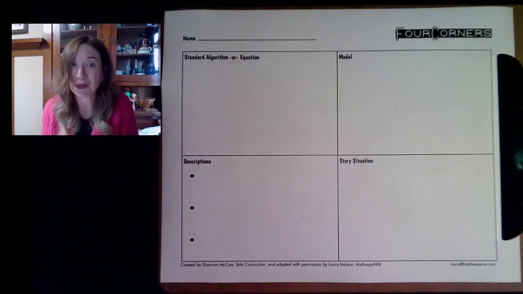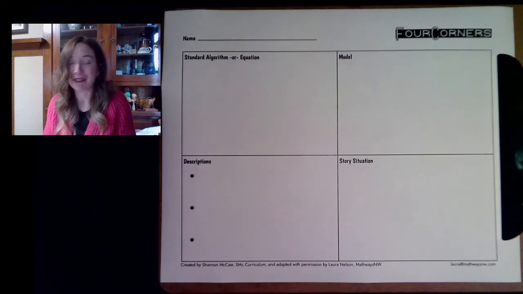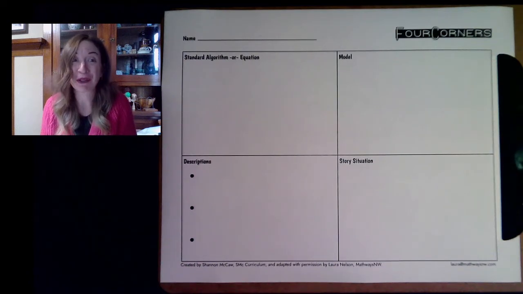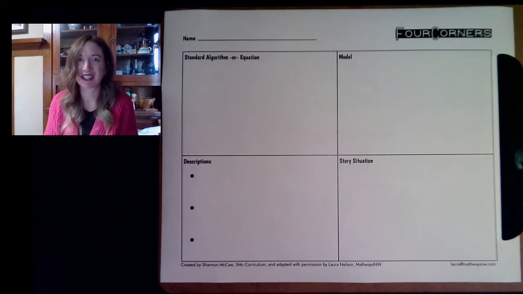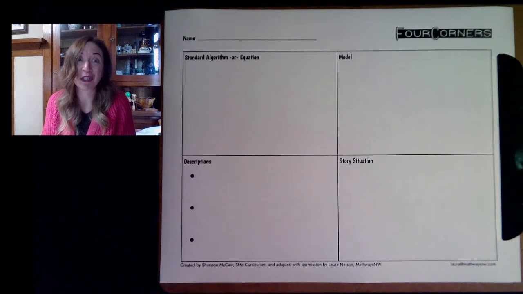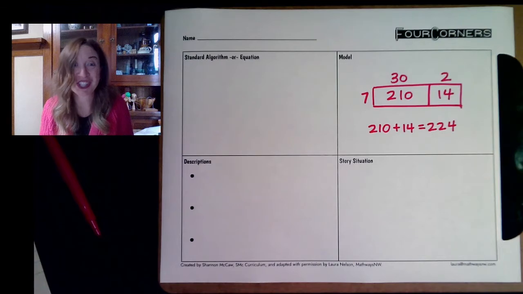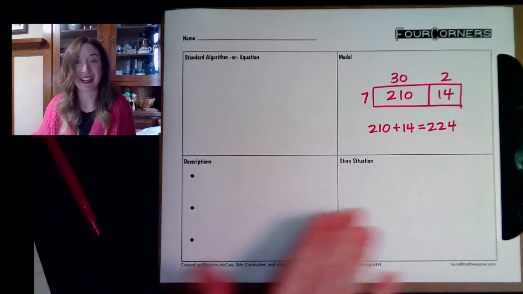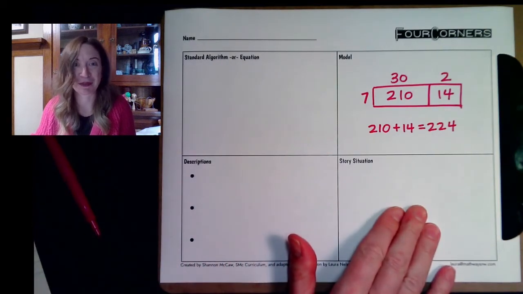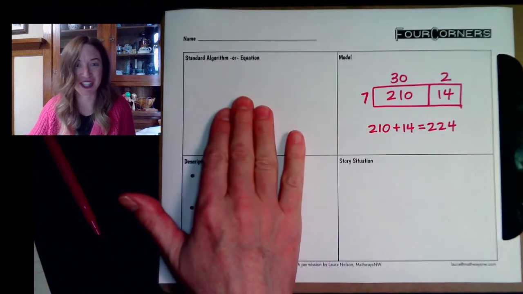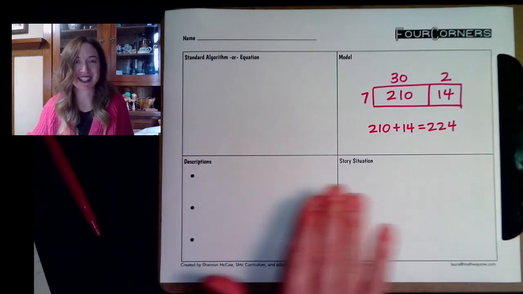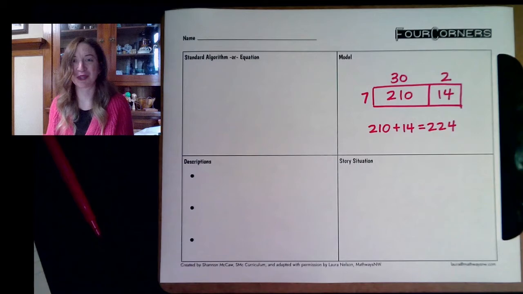So here's another way your teacher might play Four Corners with you. Instead of just giving you the equation to start, your teacher might give you a different corner and then you have to fill out the rest. Let's say your teacher gives you the model. And then your job is to fill out the other corners with what you're supposed to do. So showing the equation, writing descriptions, and coming up with a story situation.